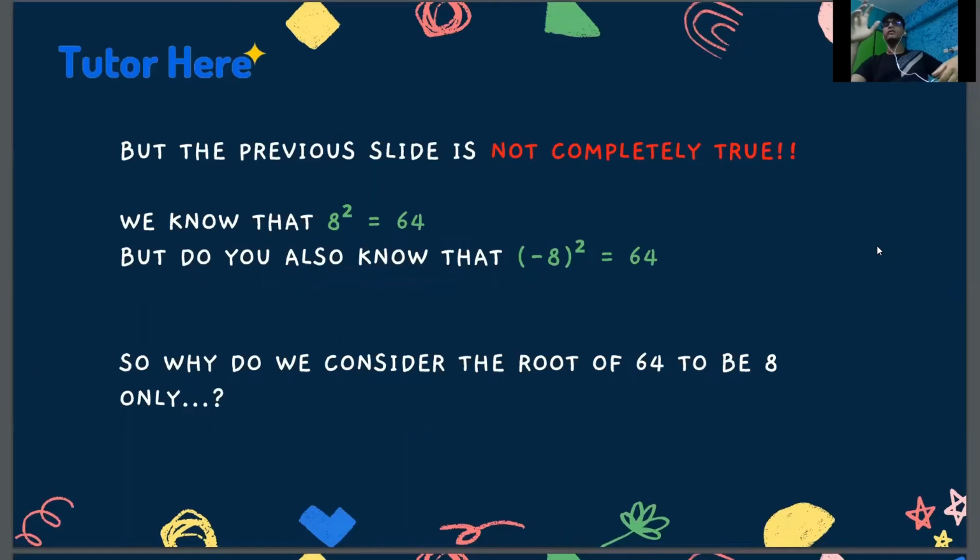But here the previous slide is not completely true. We all know that 8 squared is 64. But do you also know that minus 8 squared is also 64? Why do we consider the root of 64 to be 8 only? 8 as in positive 8 only.